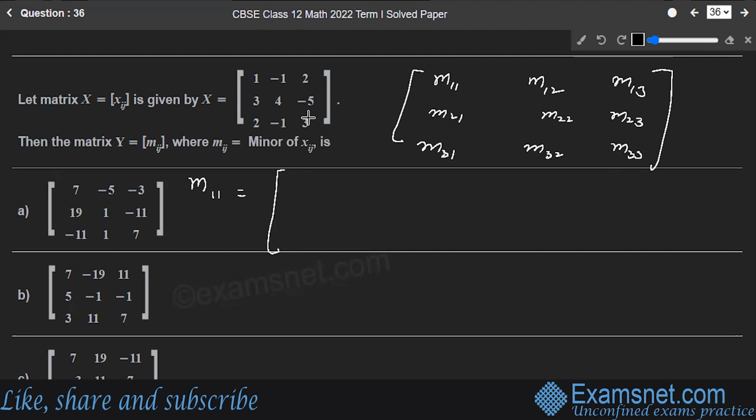M11 will be given by 4 minus 5 minus 1, 3. Determinant actually.